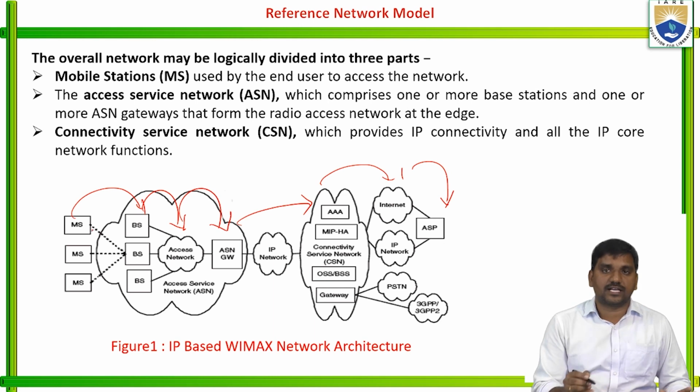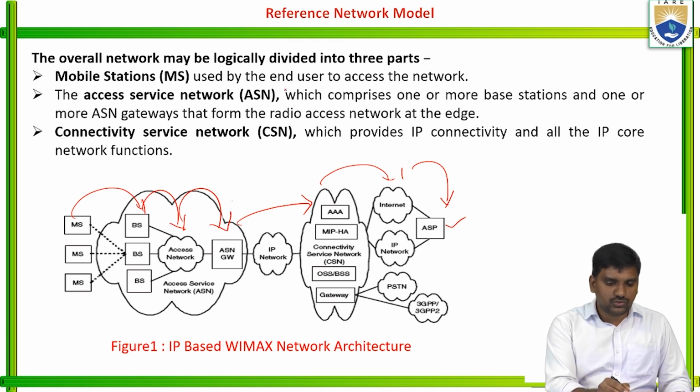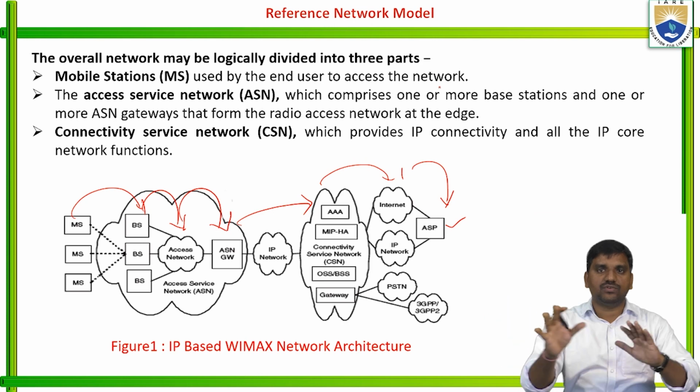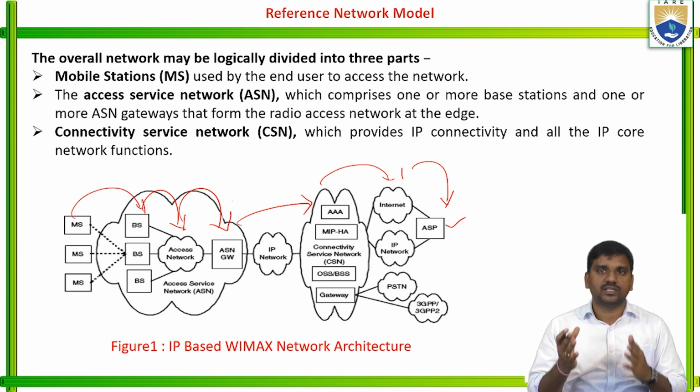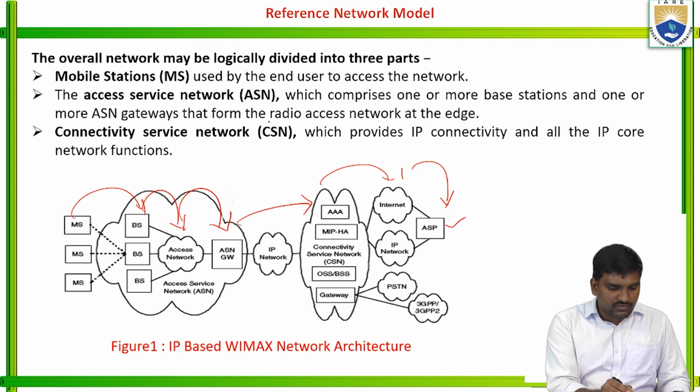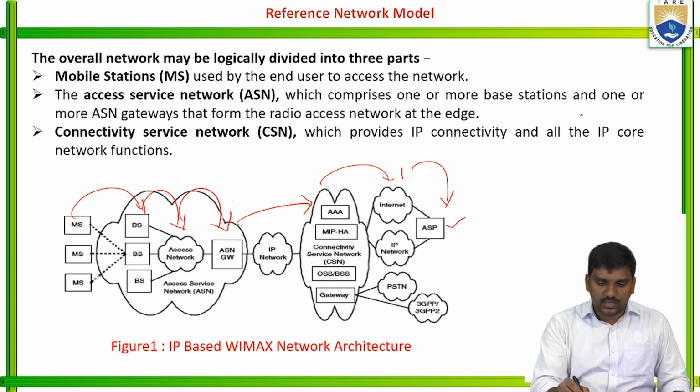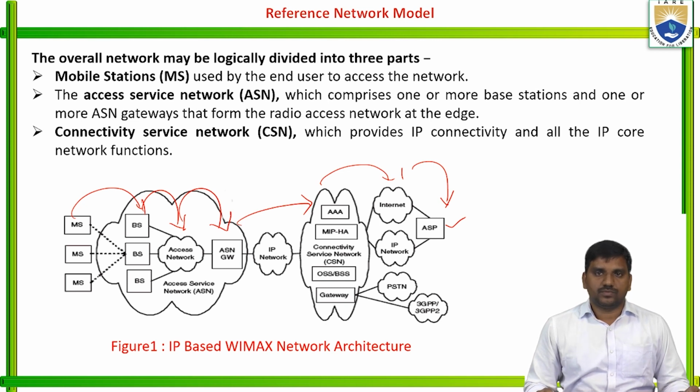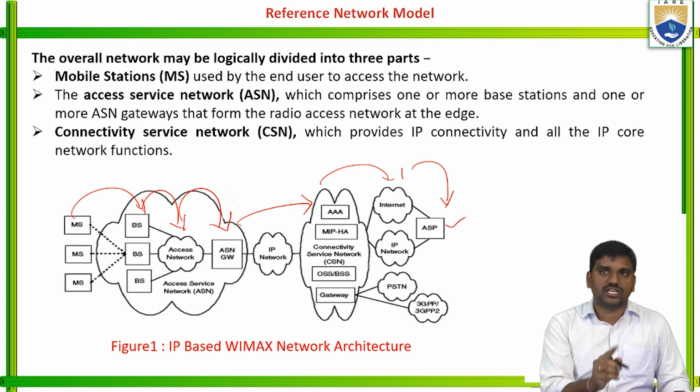Here we have different blocks, starting from mobile station to ASP. What is the mobile station first? The mobile station is used by the end user to access the network. In any network, the main function of the mobile station is to access the network wherever it is. Next, the access service network, ASN, comprises one or more base stations and one or more ASN gateways that form the radio access network to the edge point. Next, the connectivity service network, CSN, provides IP connectivity and all the IP core network functions. So these are the first three blocks of the WiMAX network architecture: MS, ASN, then CSN.